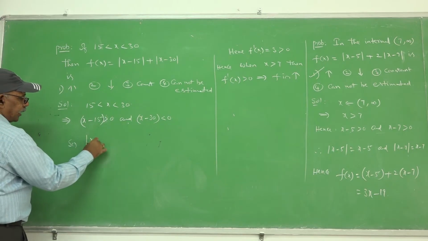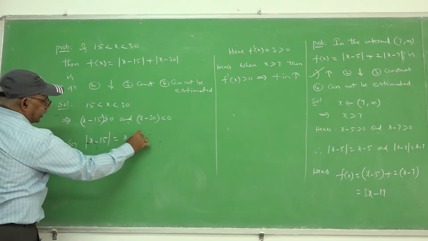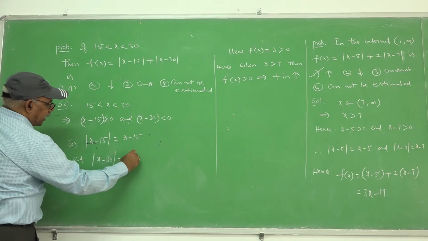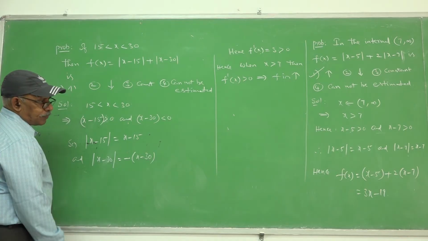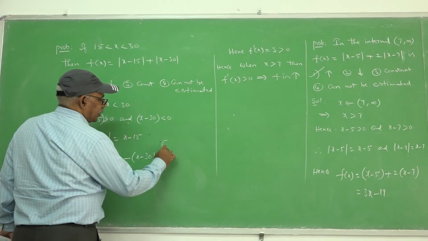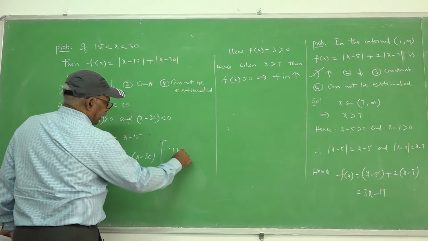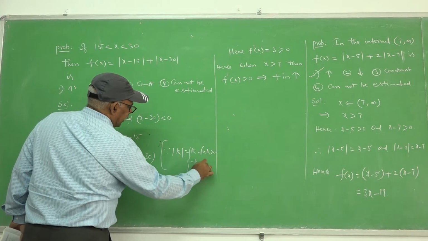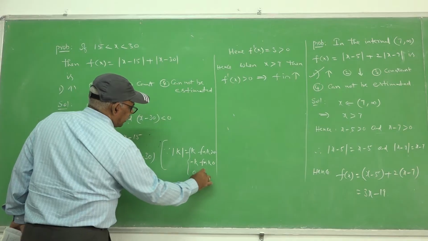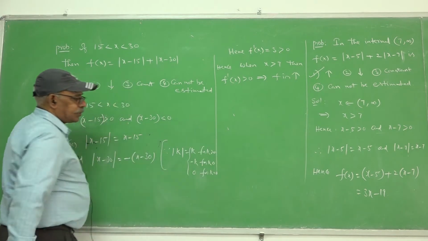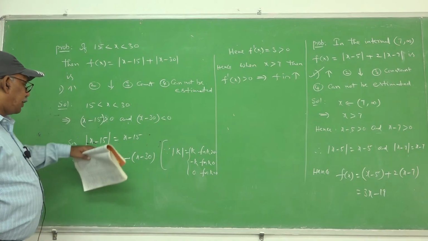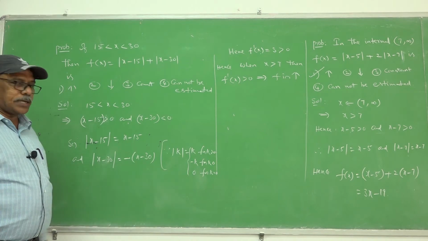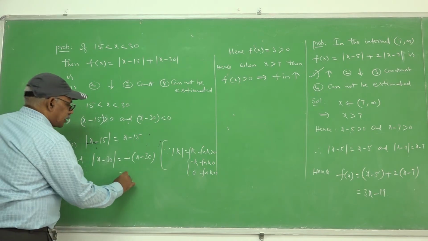So mod x minus 15 is x minus 15 itself and mod x minus 30 is minus of x minus 30. By the definition of the modulus function, mod k is k for k positive, minus k for k negative, and 0 for k equal to 0. With the help of this definition, since this value is negative, its modulus is minus of x minus 30, which is 30 minus x.